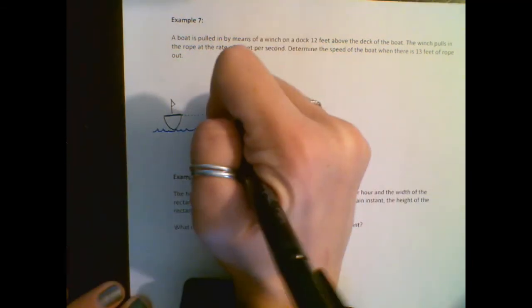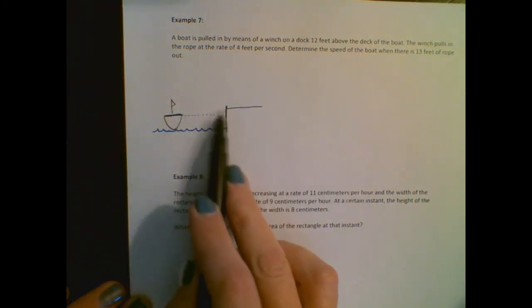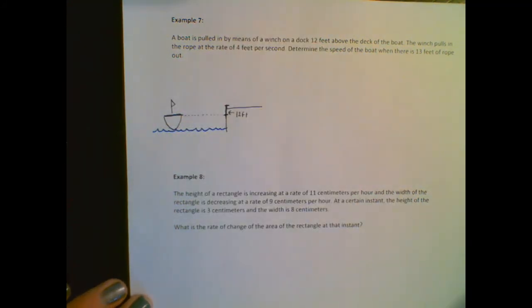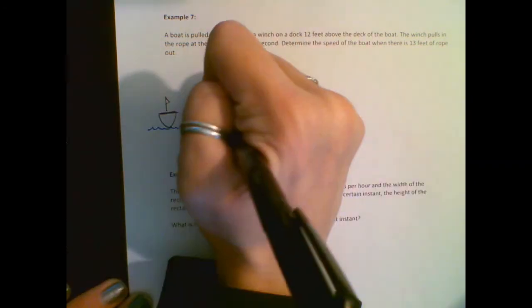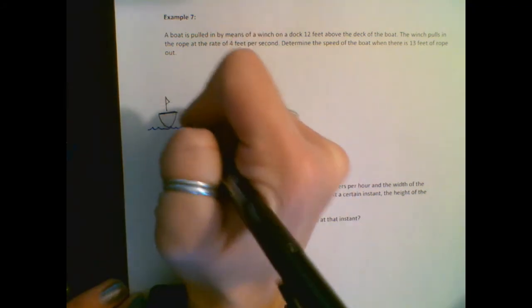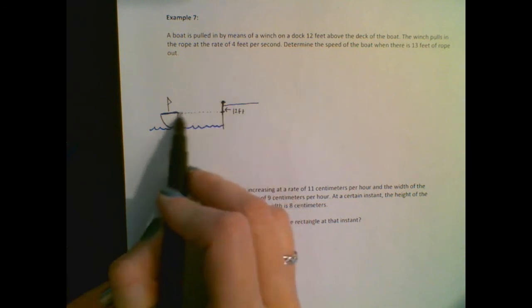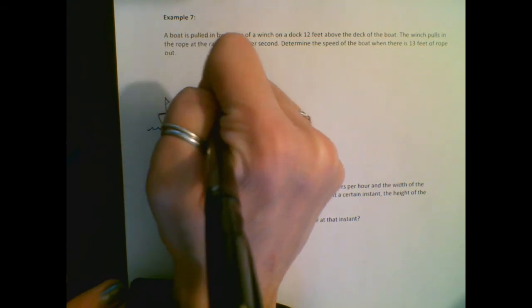And it's telling us that this dock is 12 feet above the deck of the boat. So this distance from the deck of the boat up to the top of the dock is 12 feet. So from here to here. I know I just made that a little bit bigger too. Sorry. And there's this winch or this contraption here at the top of the dock that is attached to the boat, and it's pulling the boat in. So there's going to be this diagonal piece here, and this is going to be a rope with the winch that's pulling it in from the dock. So what this ends up looking like is actually a right triangle problem.